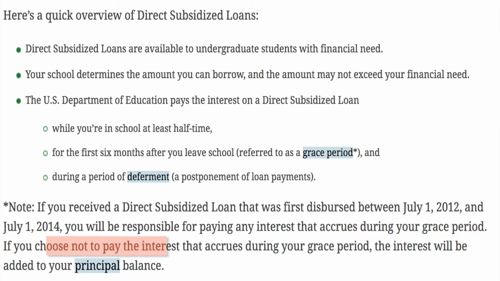If you choose not to pay the interest that accrues during your grace period, the interest during that period of time will be added to the principal balance. And this is something that's known as loan capitalization. I've talked about it in another film, but essentially what happens is the interest that is accruing on the principal amount will then be added on there. So that's called loan capitalization.